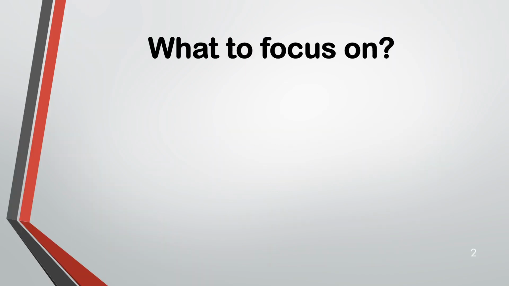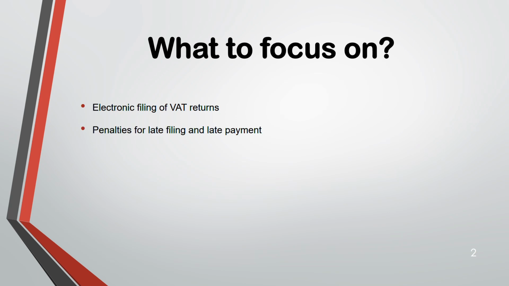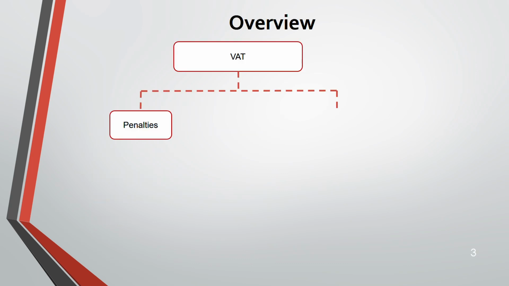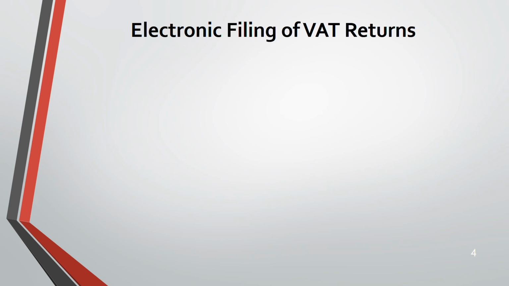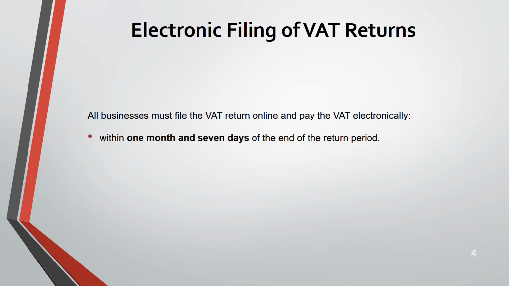Now, here we are going to focus on electronic filing of VAT returns, penalties for late filing and late payment, errors on a VAT return, late payment interest, overseas aspect and summary. So, penalties, overseas issues. Now, electronic filing. All businesses must file the VAT return online and pay VAT electronically within 1 month 7 days. For VAT, this 1 month 7 days is very important. You have to remember this date. Within 1 month and 7 days of the end of the return period, you have to file your VAT return.